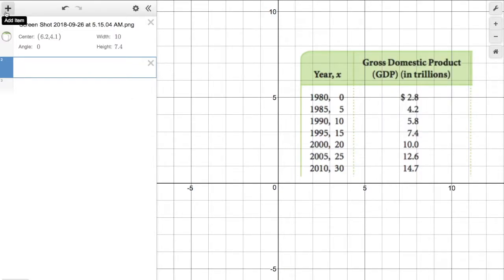And then what I'm going to do, you don't have to add this picture here, but it's fun to add pictures to your graph, but you don't have to do this. I'm just having it there for easy reference so that I can see it. I'm going to insert a table.